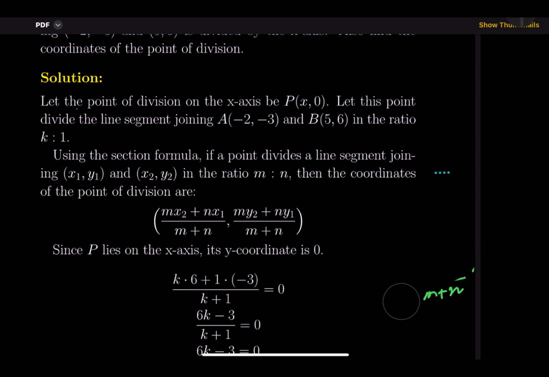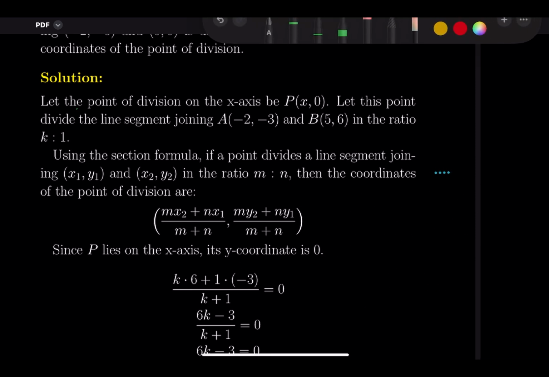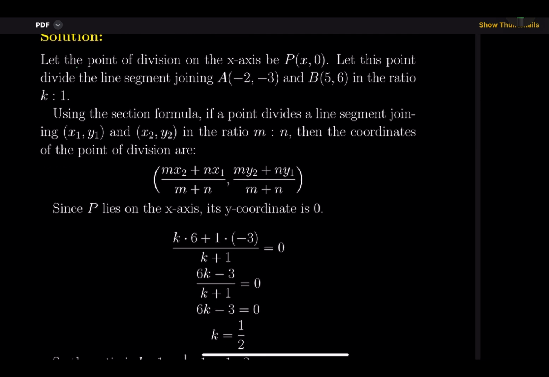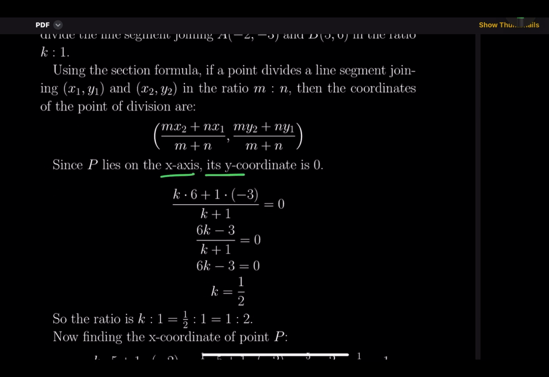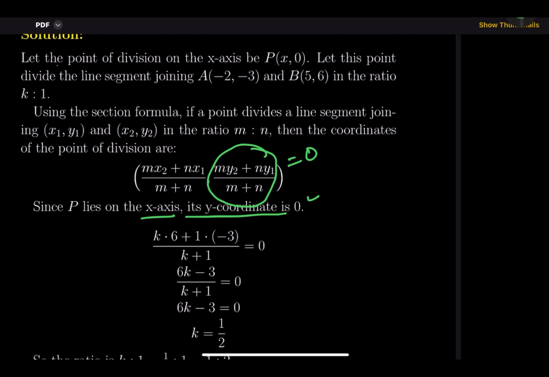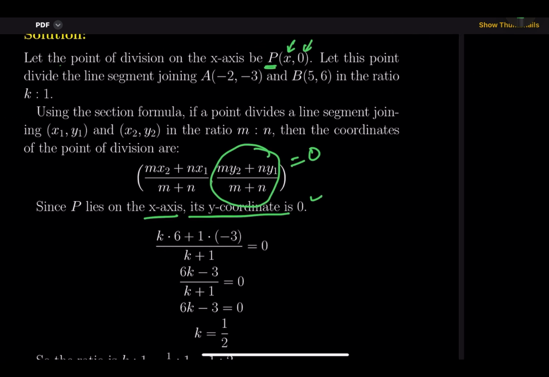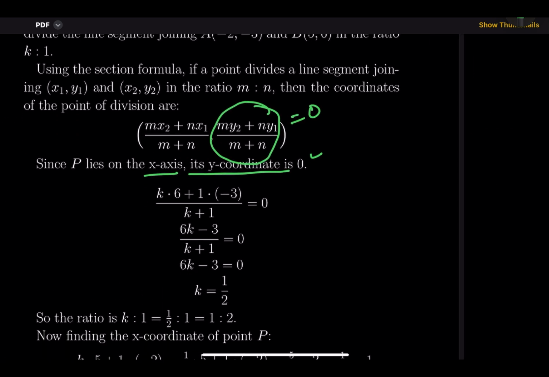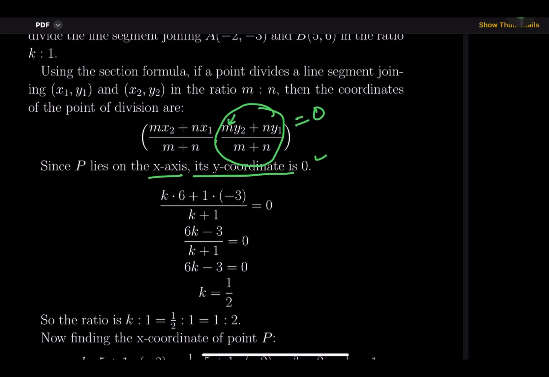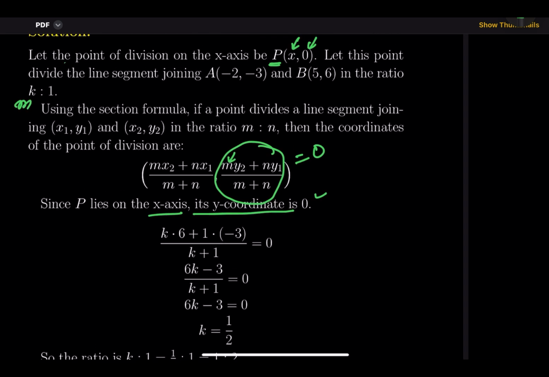Okay, so now let us use the formula. Since P lies on the x-axis, its y coordinate will be 0, meaning this part will be 0. Sir, how 0? Because for this point P, the x part will be there, but the y part is 0, right? So I'll take the y part equal to 0. Okay, so instead of m, I have taken m as k, and n is 1.